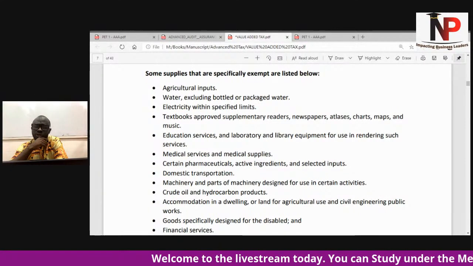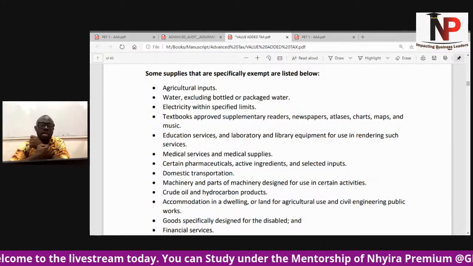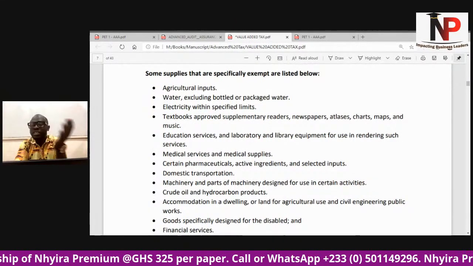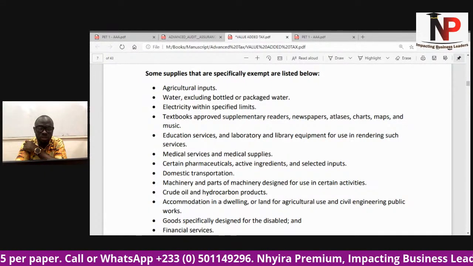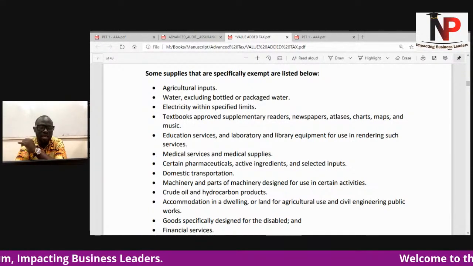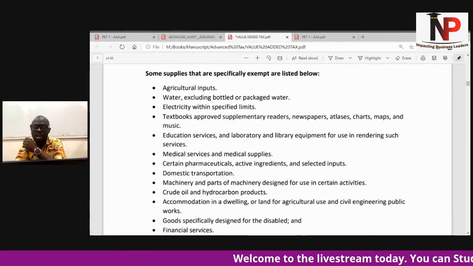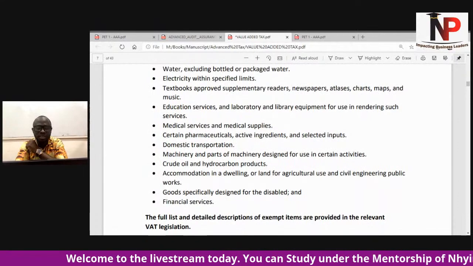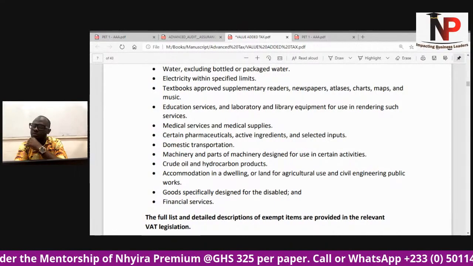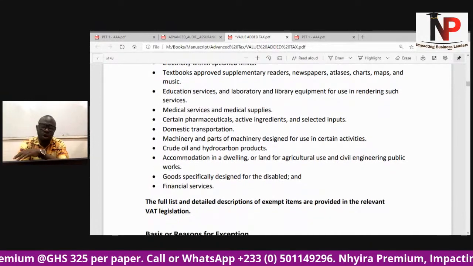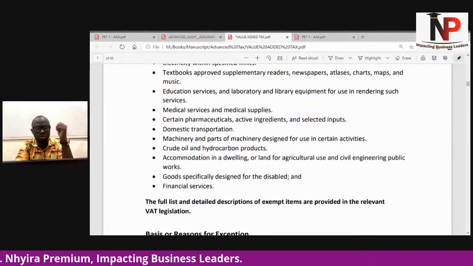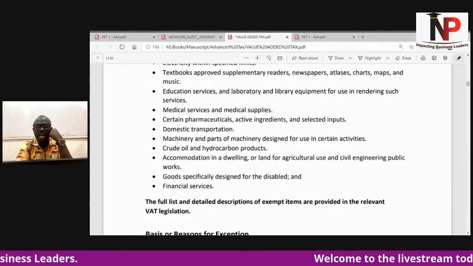We have agricultural inputs. We have water, excluding bottled and sachet or packaged water. Electricity within specific limits. Textbooks approved. Supplementary readers, newspapers, charts, and others. Education services and laboratory and library equipment for use. Medical services and medical supplies. Certain pharmaceuticals and active ingredients, machinery and parts of machinery designed for certain activities, crude oil and hydrocarbon products, accommodation in a dwelling or land for agricultural use, financial services, goods specifically designed for the disabled.